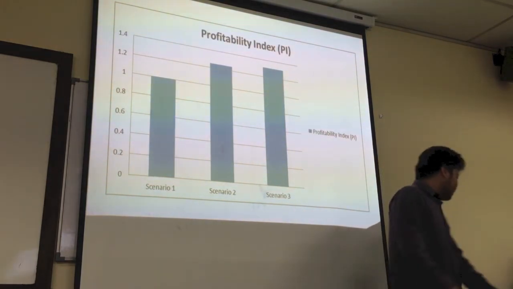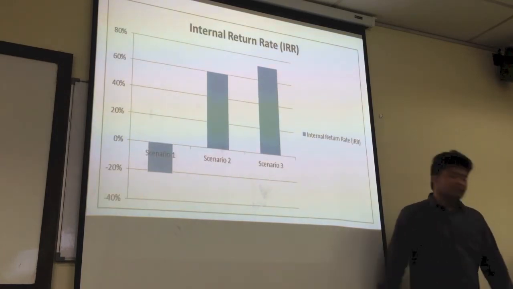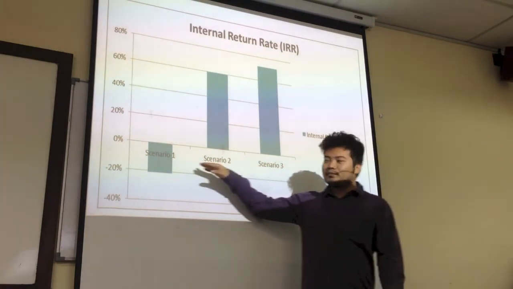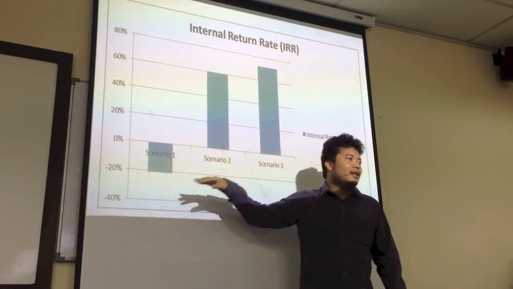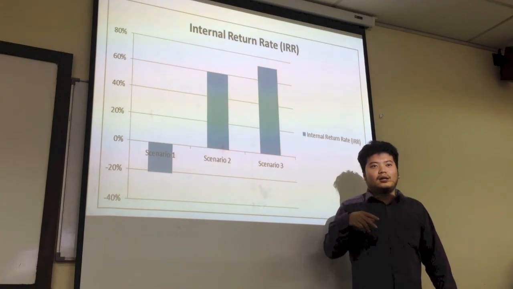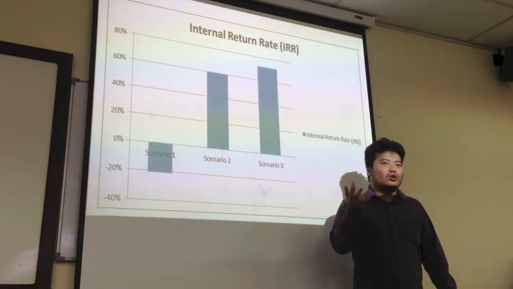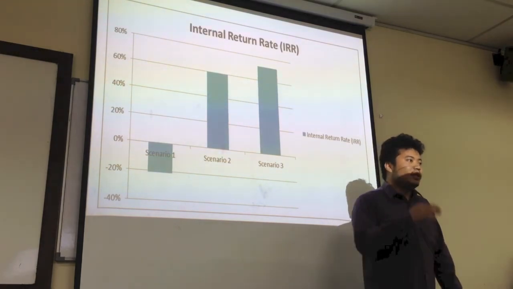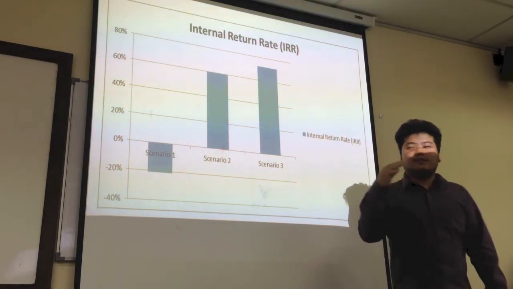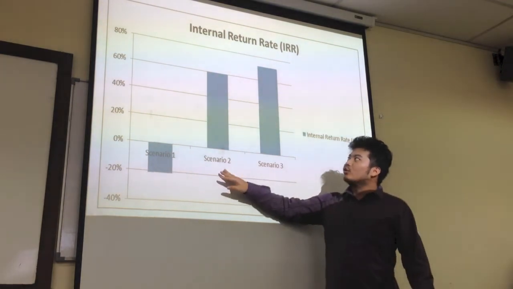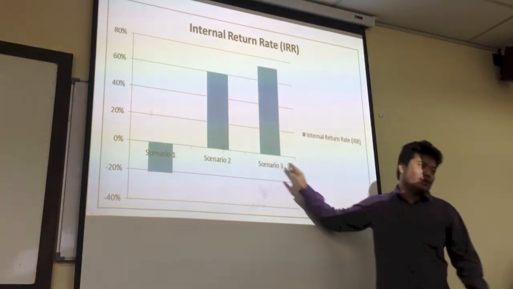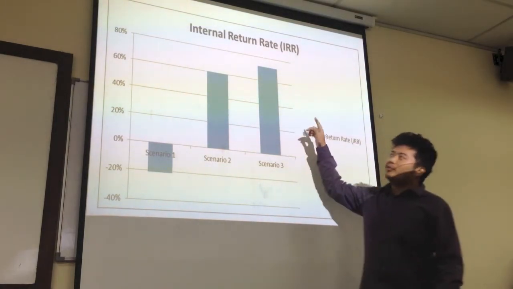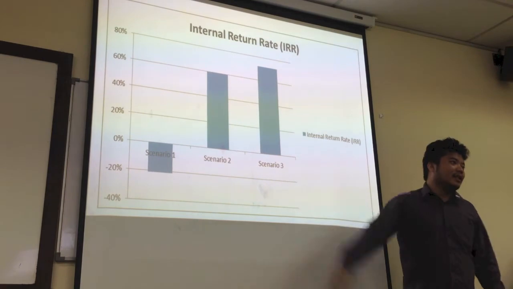In scenario 1, the internal rate of return is negative. It means that they not only don't get much back, but they also have to deduct from their capital or their investment, as in they don't get back the full. And scenario 2 doesn't get as much as scenario 3 because scenario 3 has the highest internal rate of return, which is 70%.